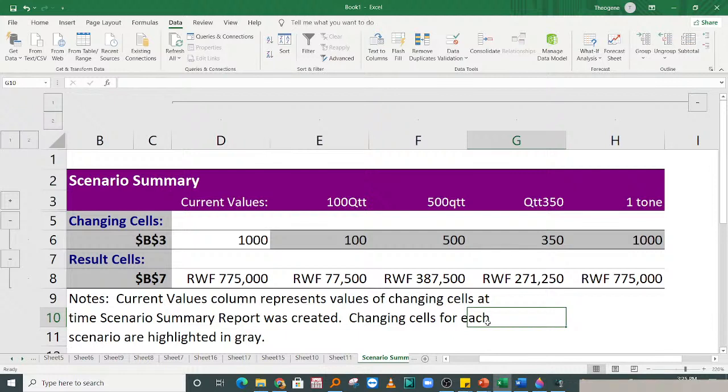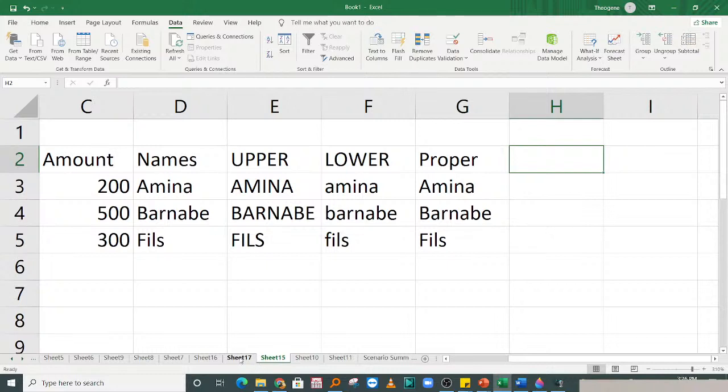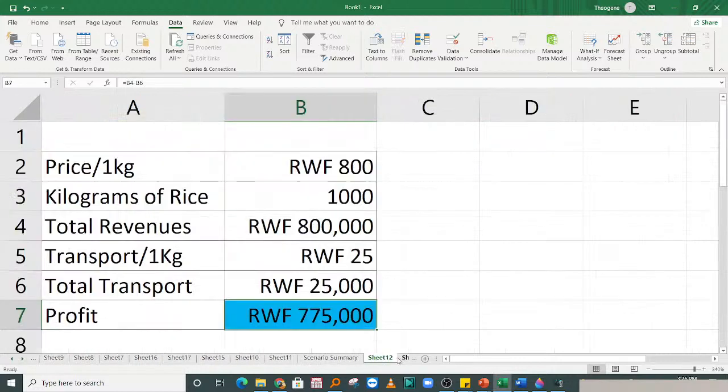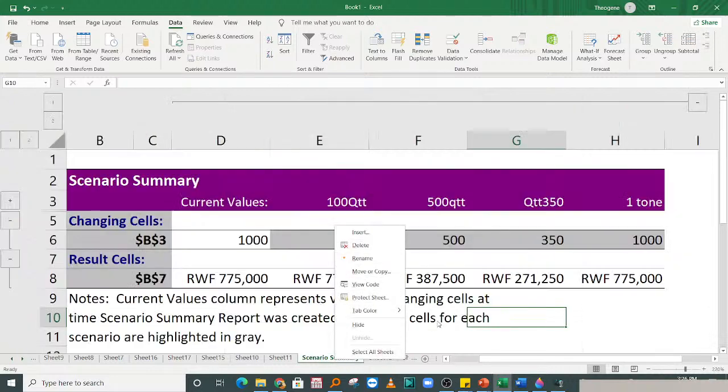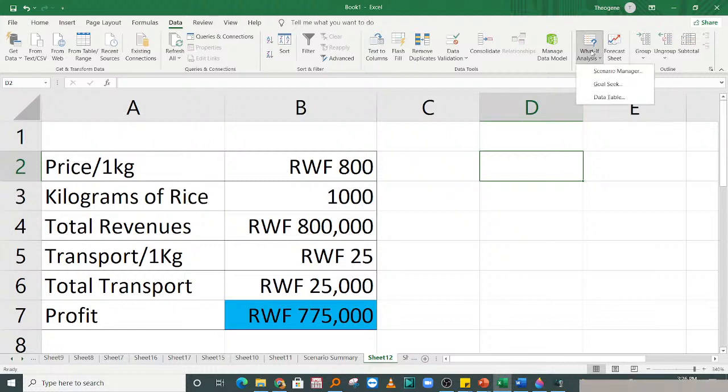Okay, so let's go back to our data there. So before choose this. Okay, let's go back to, let me delete this or let me leave it. Okay, so scenario manager, I've told you that it has 3 options. What if function has 3 options. So scenario manager, goal seek, and data table.